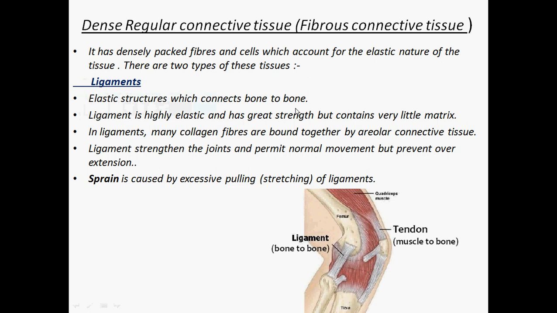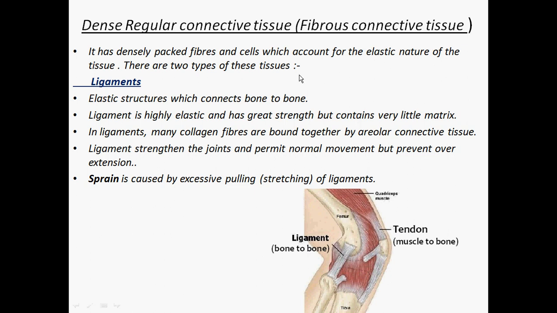Good morning, students. The center of learning and concentration in today's class will be a type of connective tissue known as dense regular connective tissue, or fibrous connective tissue. Students, the name dense regular or fibrous connective tissue comes from the densely packed fibers and cells which account for the elastic nature of this particular tissue. Because it has densely packed fibers and cells, it is named dense regular connective tissue or fibrous connective tissue.